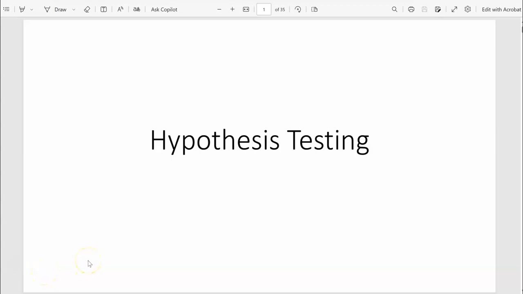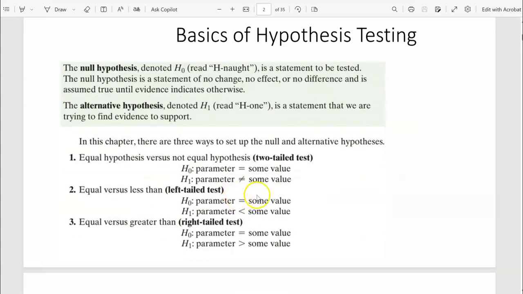In this video, we're going to look at basics for hypothesis testing. And then that's going to lead us into a later video where we're going to talk about hypothesis testing for proportions and means. So let's get started. Let's talk about some of the basics.